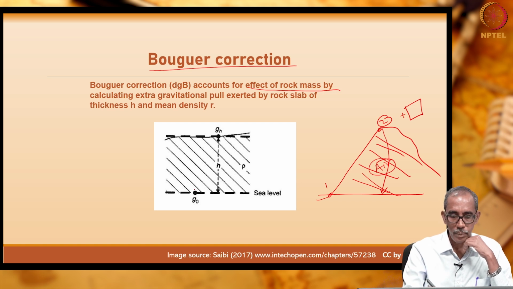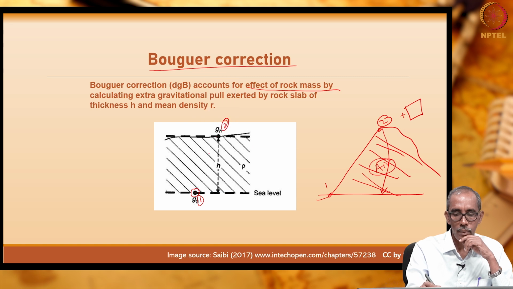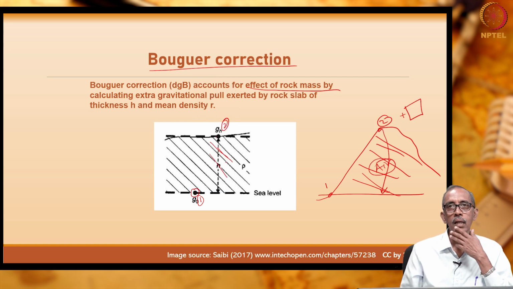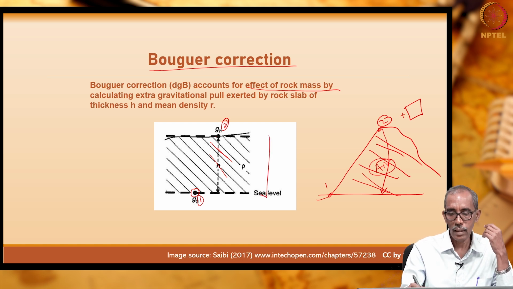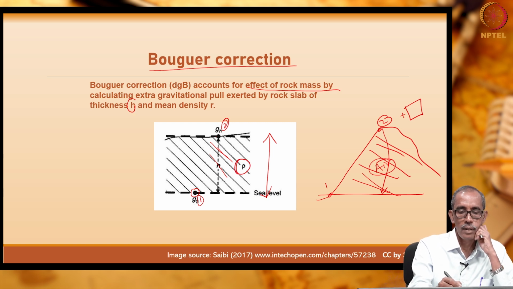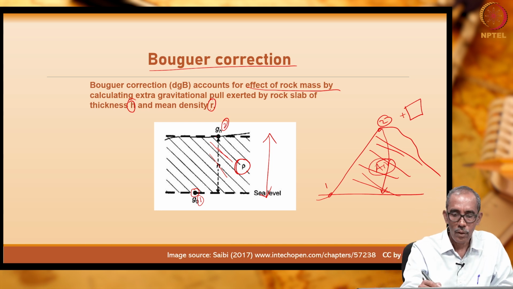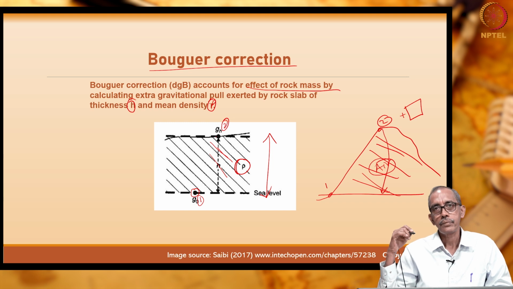So, you recollect in the previous one, this was station number 1, this is station number 2. In station number 2 there is some additional rock mass which we also consider. How can we consider this? By knowing the elevation difference as well as the density. That is, the elevation difference is h and the mean density of rock is rho. When you have these two, then we can carry out the Bouguer correction.